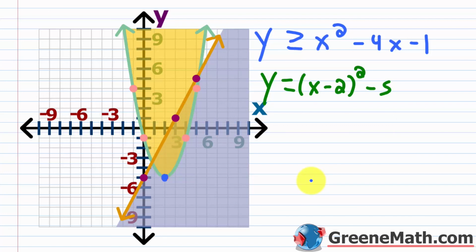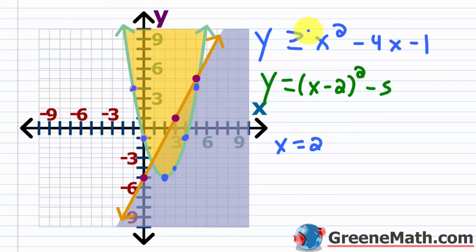Then again, you can use your step pattern. So you go to the right one, up 1. Then to the right one, up 1, 2, 3. Okay. Then to the right one, up 1, 2, 3, 4, 5. Then you can reflect across your axis of symmetry, which would be that line, which is x is equal to 2. Okay, that's your axis of symmetry. So you reflect across, you would get this point and this point. Okay, and that basically gives you enough to sketch the graph of your parabola.